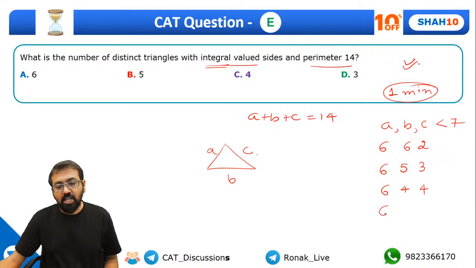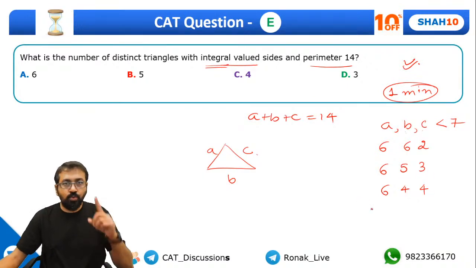Is there any other possibility? If I take this as 3, this as 5, it is the same as this one. Are you getting this point? So we will not consider this case. So 6, 6, 2; 6, 5, 3; 6, 4, 4. So this is one possibility.